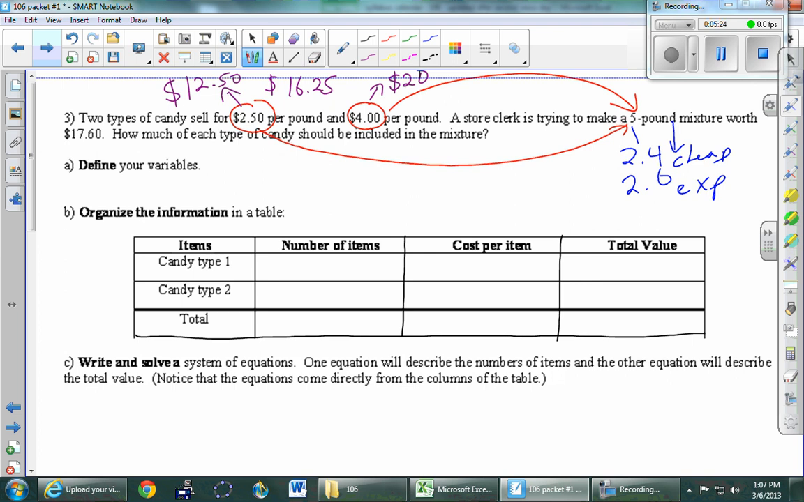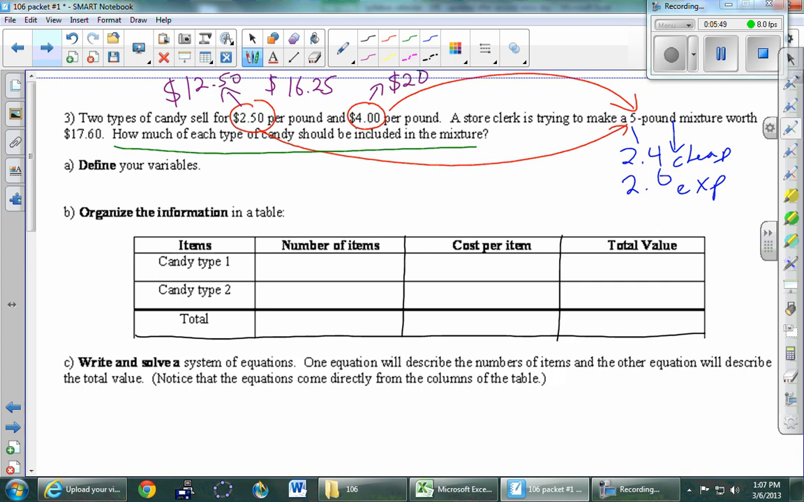So first thing we're going to do is define our variables. A lot of times students' first reaction is to write equations. We have no chance of writing the correct equations if we don't know what the variables stand for. So we first think about the variables. How do we know what the variables should be? You read the very last part of the question. How much of each type of candy? Those are the variables.